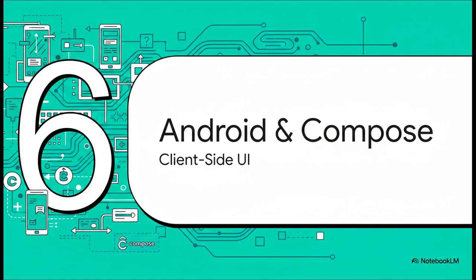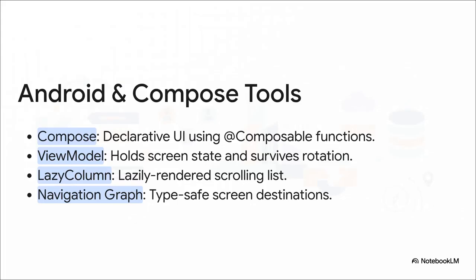And finally, bringing it all to the user. Section 6, Android, Compose, and Maps. These are your core front-end building blocks. We've officially tossed out those old clunky XML layouts for Jetpack Compose, using purely declarative functions that instantly react to state. We've got view models, clinging to state through screen rotations, lazy columns effortlessly scrolling massive lists, navigation graphs locking down type-safe routing, and Maps Compose seamlessly weaving Google Maps right into our declarative UI.